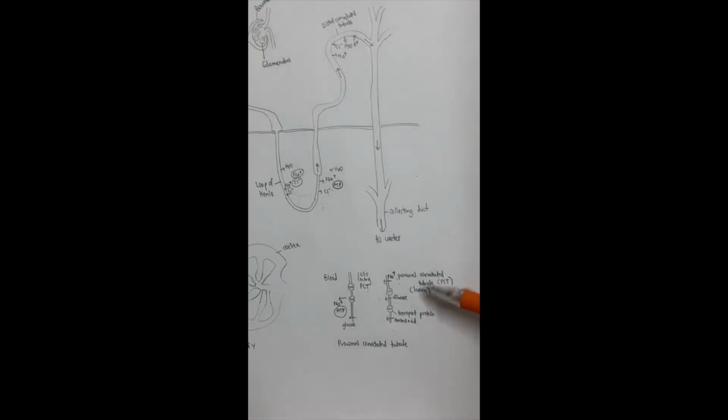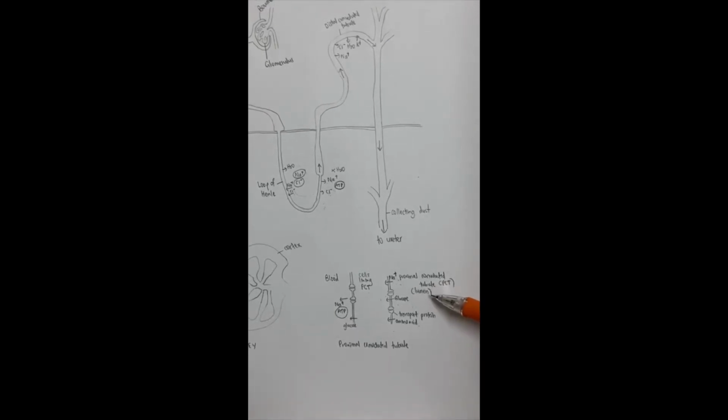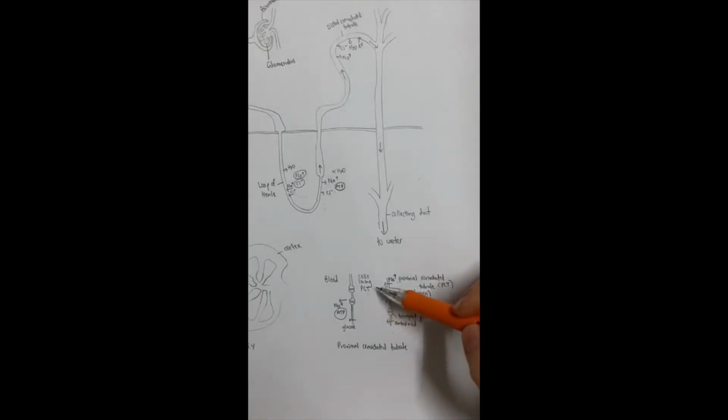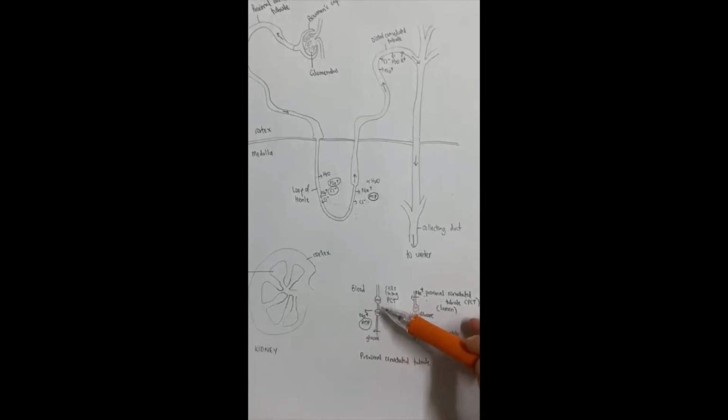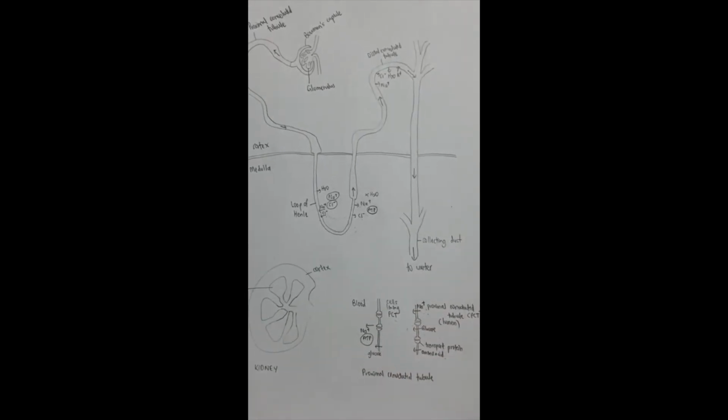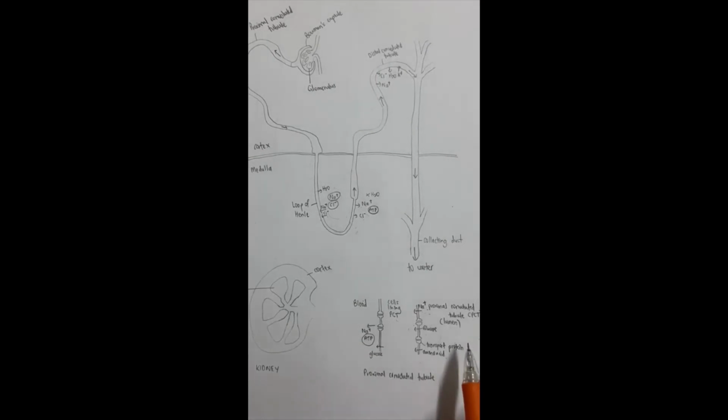In this diagram, here we have the lumen of the proximal convoluted tubule. These are the cells that line the proximal convoluted tubule. And this is the basal membrane. In the proximal convoluted tubule, selective reabsorption occurs. Now this is because glucose and amino acids will be reabsorbed into the blood.